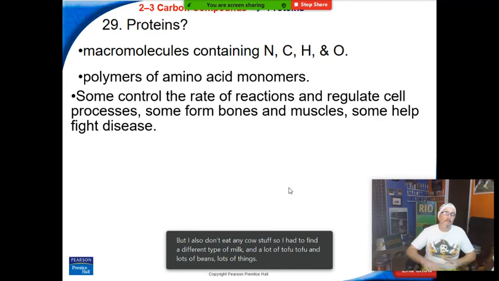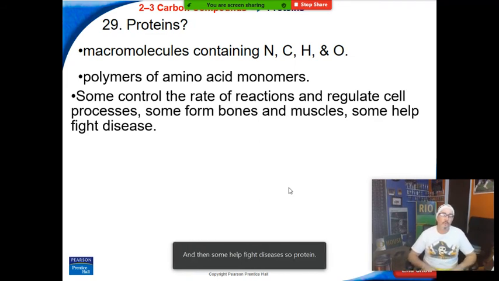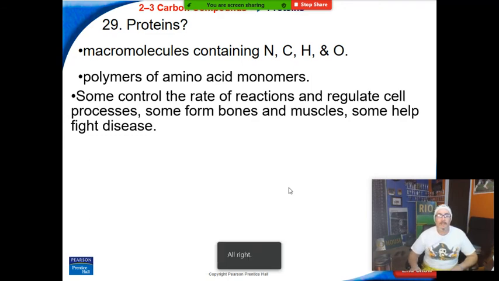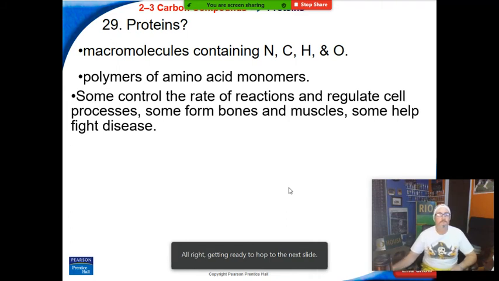And then some help fight diseases, so proteins are involved with white blood cells as well. All right, getting ready to hop to the next slide. Almost finished here.